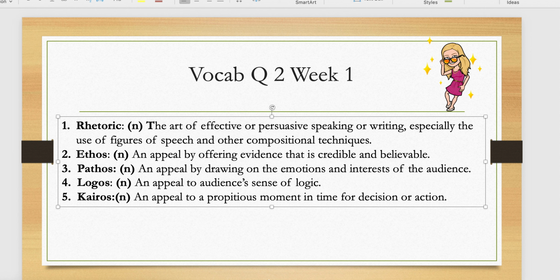Kairos is the 4th appeal, and this appeal, or this word, is a noun also that is used as an appeal to a opportune moment in time for a decision or an action to occur. Now keep in mind, just because it deals with a moment in time for decision or action, it is not a verb. Kairos is a noun because it is an appeal, okay? It is a thing. It is something to which you appeal or in which you appeal, okay?